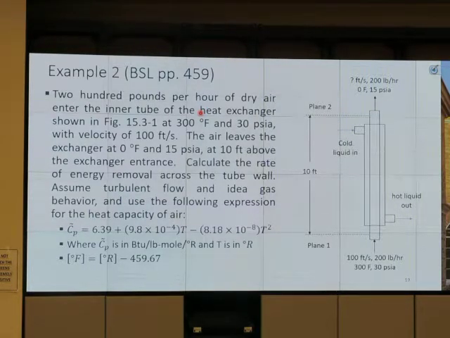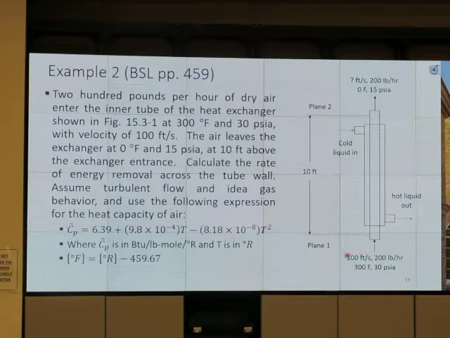Okay, now let's talk about the example of heat transfer for single phase flow class. After we finish single phase flow heat transfer, then we will do two phase. This is an example from Bird, Stewart, and Lightfoot, page 459. Look at this one. We have flow from the bottom through a heat exchanger. It's kind of a pipe-in-pipe heat exchanger.